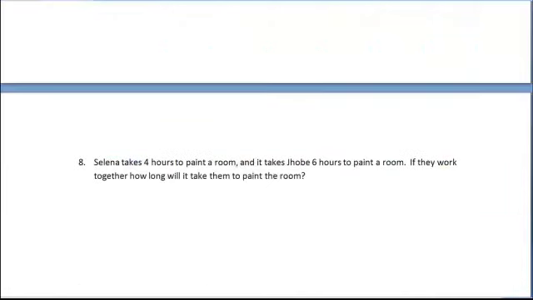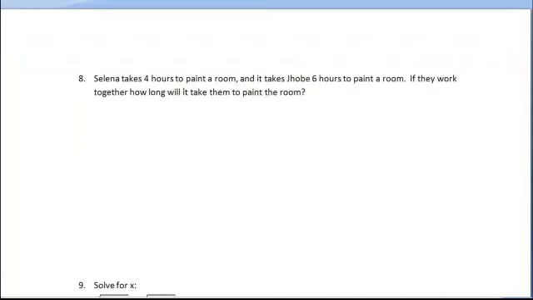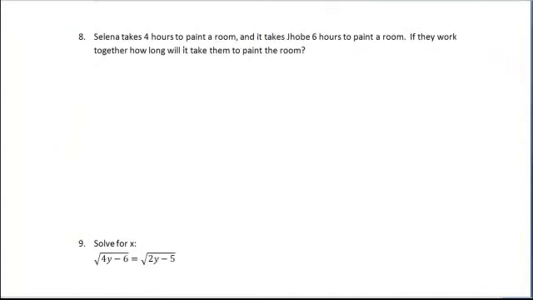Hopefully that makes sense. Okay, let's see, I've got another word problem here. Selena takes 4 hours to paint a room, and it takes Jovi 6 hours to paint a room. If they work together, how long will it take them to paint the room?